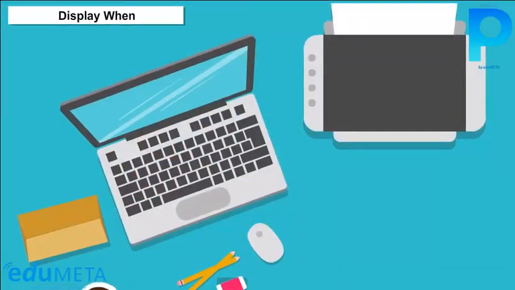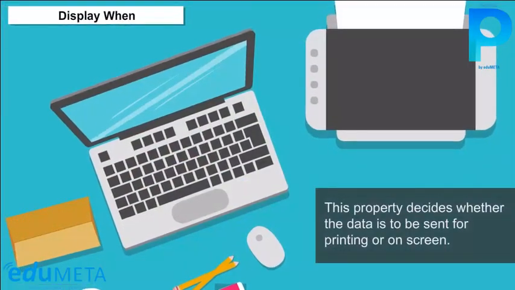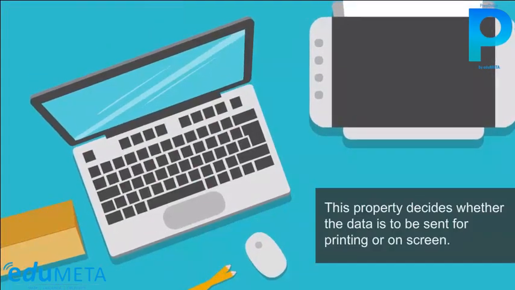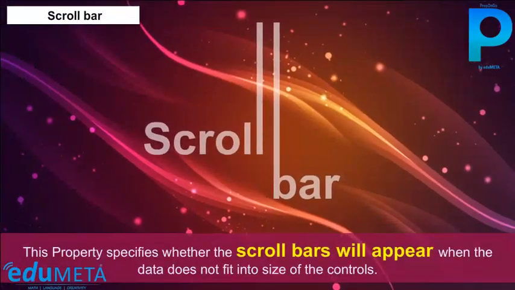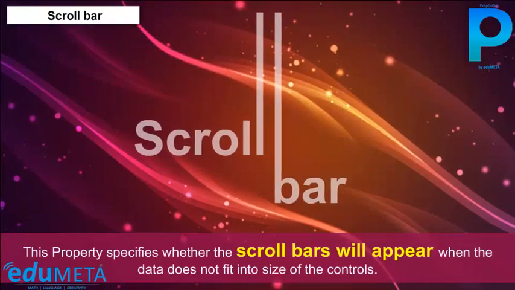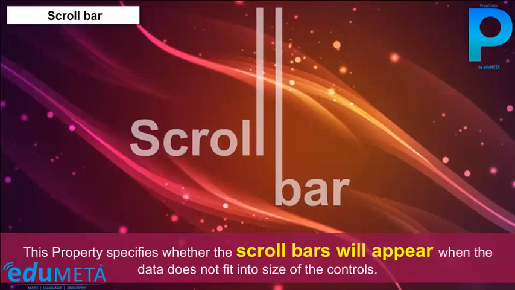Display when. This property decides whether the data is to be sent for printing or on screen. Scroll bar. This property specifies whether the scroll bars will appear when the data does not fit into the size of the controls.